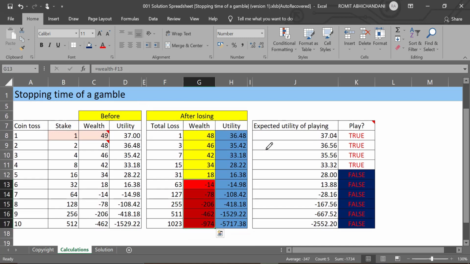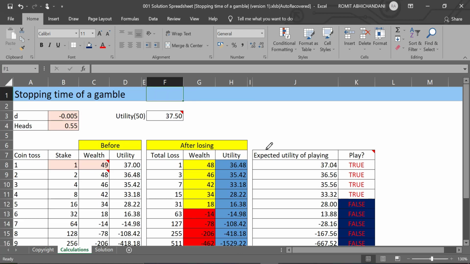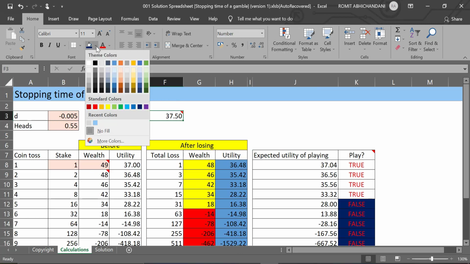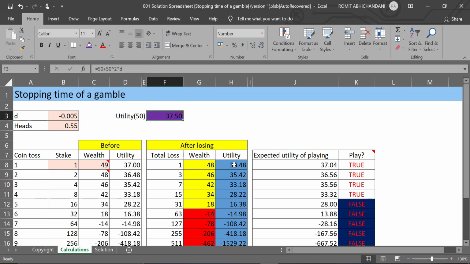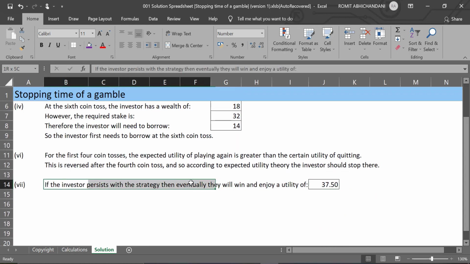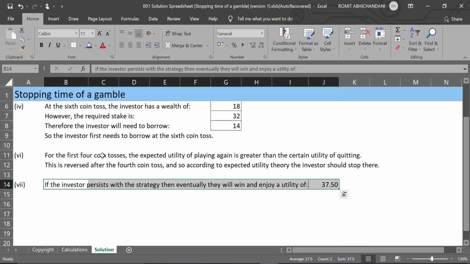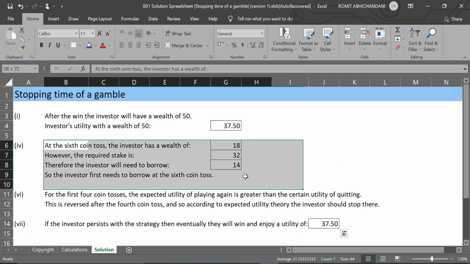It's a good idea because the strategy is somewhat favorable if you keep on playing. If you win just once, you can lose 10 times before that, but because you are doubling your stake every time, you will eventually get here, which is where you want to get, and that's why it might not be a good idea to just look at the next gamble. That's the answer. If the investor persists with the strategy, they will eventually win and enjoy a utility of 37.5. So that's the answer. You can read the other answers here as well, right?